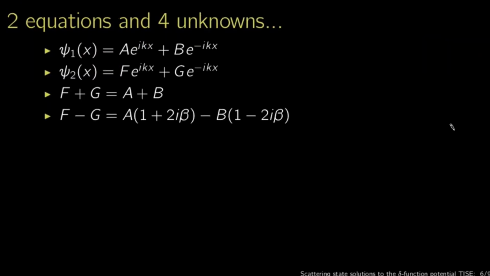That, unfortunately, is two equations to go with four unknowns. We have our definitions of psi in terms of a, b, f, and g, and these e to the ikx, e to the minus ikx. And then we have our two equations relating a and b and f and g. It seems like we're not going to be able to come up with a very rigorous solution here. But we can actually do a little better if we start thinking about what the initial conditions might actually be.